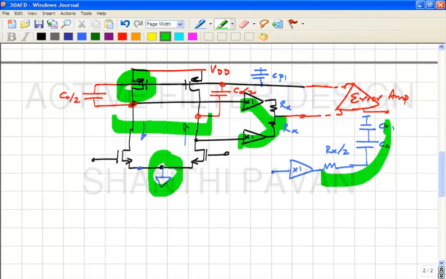Pardon? No, if there is a differential mode output, the common mode loop is dead. No, for differential outputs the bias point will not get affected, isn't it?